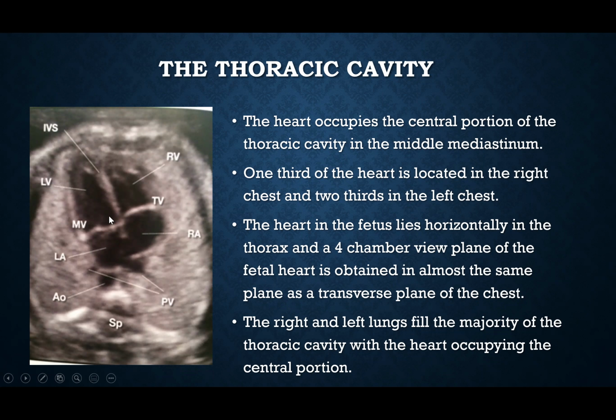The heart in the fetus lies horizontal in the thorax, and a four-chamber view plane of the fetal heart is obtained in almost the same plane as the transverse plane of the chest. Whenever you're doing a transverse view of the chest, it's pretty easy to pick out that four-chamber heart. The right and left lungs fill the majority of the thoracic cavity, with the heart occupying the central portion. The echogenicity here and here, those are the lungs.